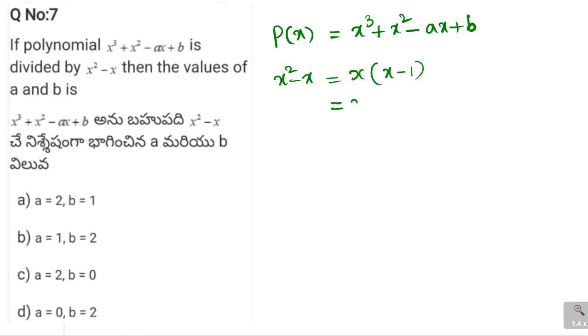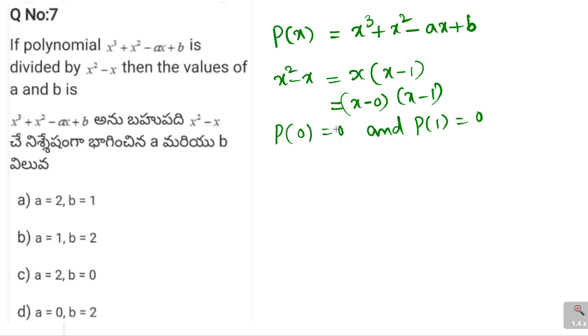You can write this is equal to x minus 0 times x minus 1. Now if x minus 0 into x minus 1 divides p of x, that means x minus 0 is a factor of p of x and x minus 1 is also a factor of p of x. So therefore, according to the factor theorem, p of 0 equals 0 and p of 1 equals 0.